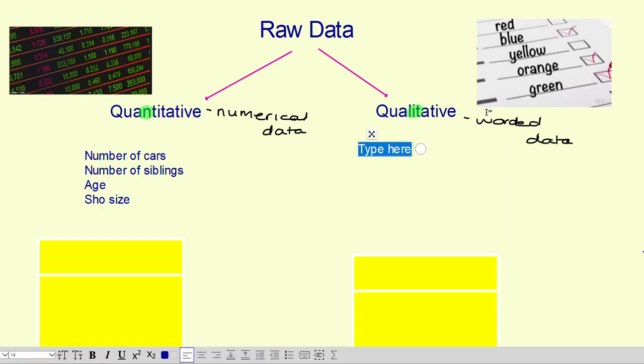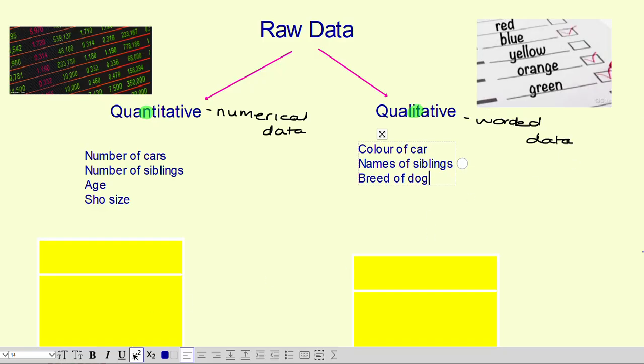So that might be the colour of a car. Okay, it might be the names of your siblings. It might be anything to do with words, basically. Okay, so anything that's going to give you worded data. It might be the name of your dog. It might be the breed of your dog. Anything that is going to give you worded data.